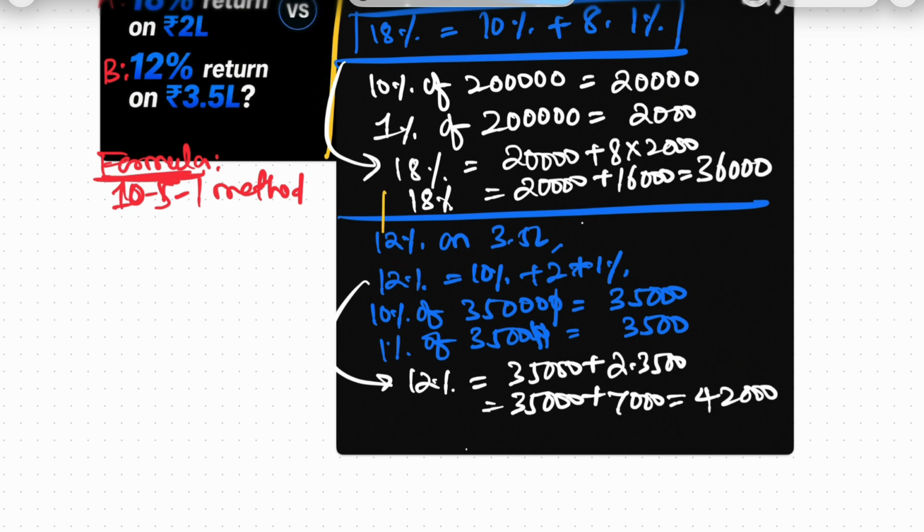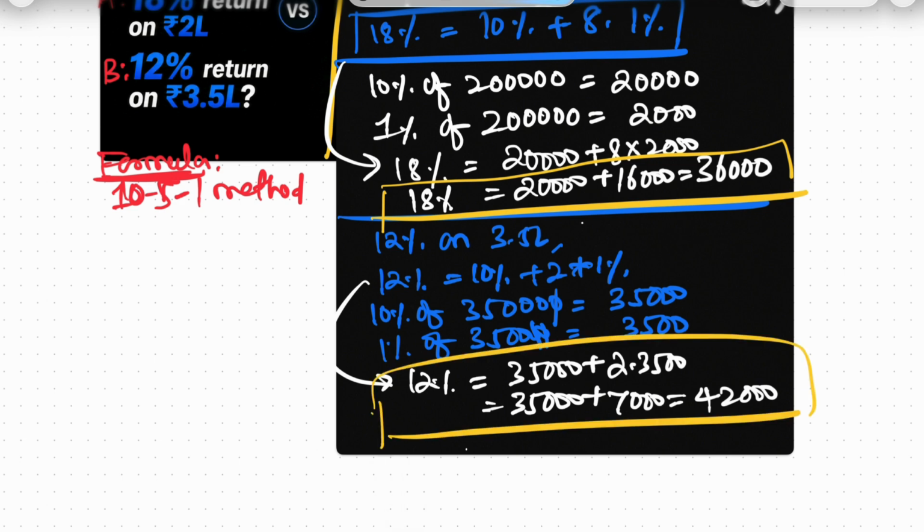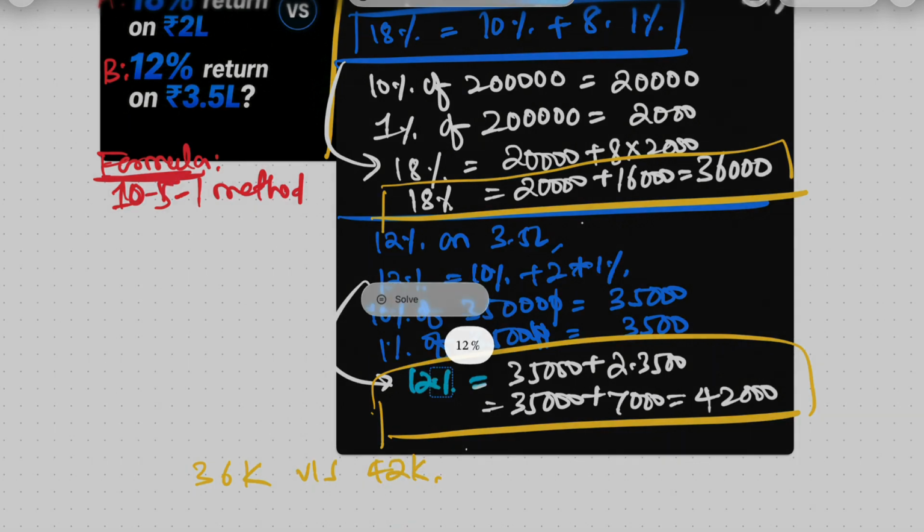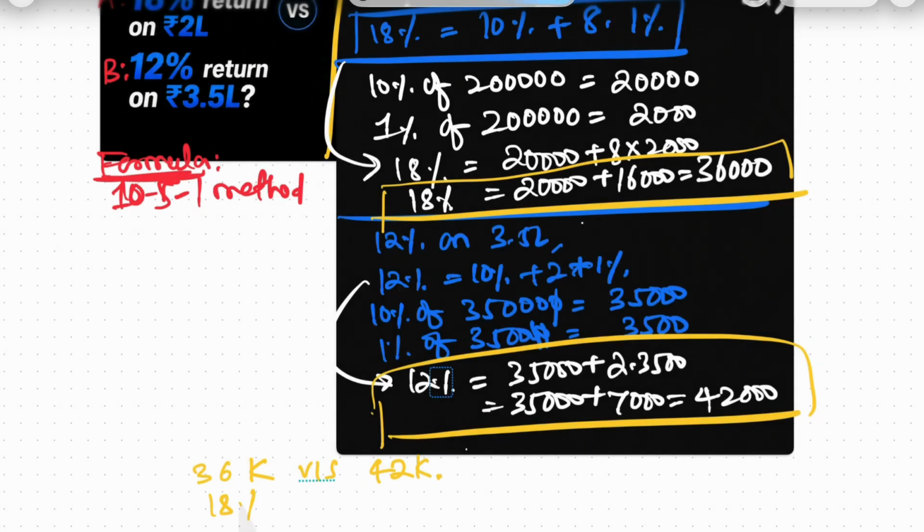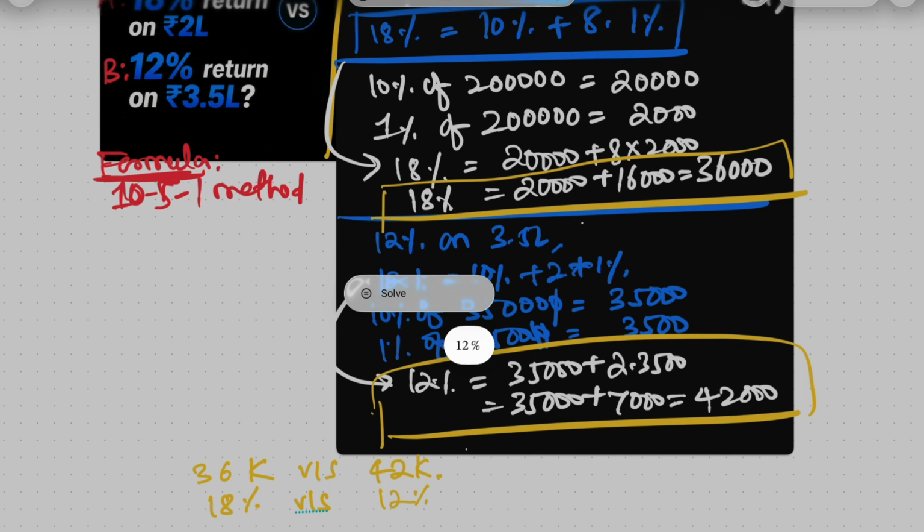So what you're comparing is 18% versus 12%. You have two options: 36,000 versus 42,000 in rupees. And percentage wise, it is 18% versus 12%. So the answer is higher percentage but lower rupees.